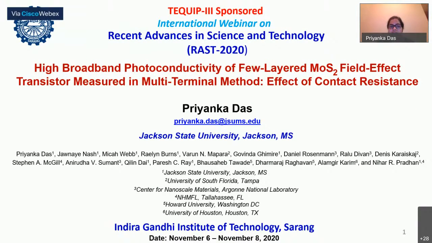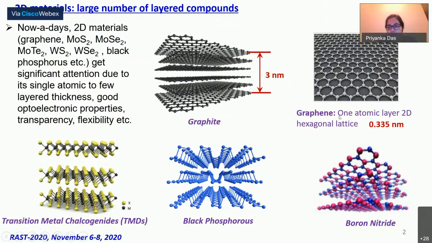So today I'll be talking about high broadband photoconductivity of few-layer MoS2 phototransistor measured in multi-terminal method and effect of contact resistance. So before going into the actual work, first I would like to introduce the 2D materials and its applications.